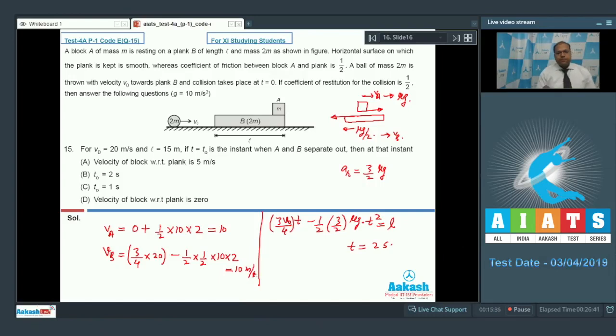So at this moment, the velocity of block A and block B are same. So the relative velocity of B with respect to A is 0. So we can say that option D and option B is the correct answer, because at this instant when the length is 15 meter, then they will separate out at t is equal to 2 seconds. So option B and D is the correct answer. Let's move to question number 16.